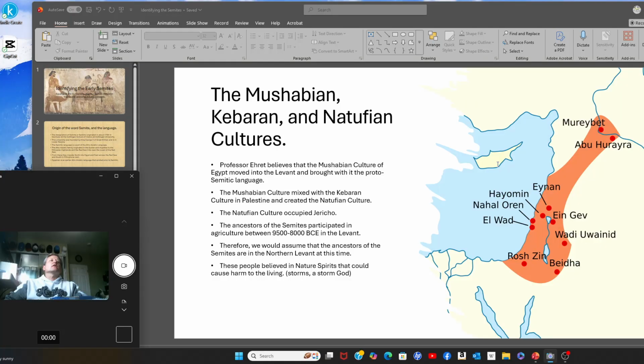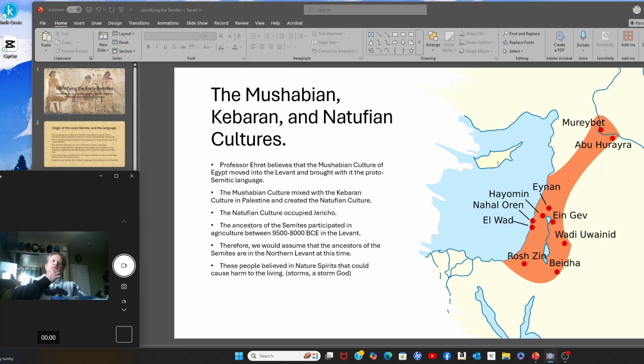The Mushabian, Kebaran, and Natufian cultures. Professor Errit believes that the Mushabian culture of Egypt moved into the Levant and brought with it the Proto-Semitic language. The Mushabian culture mixed with the Kebaran culture in Palestine and created the Natufian culture. The Natufian culture occupied Jericho.